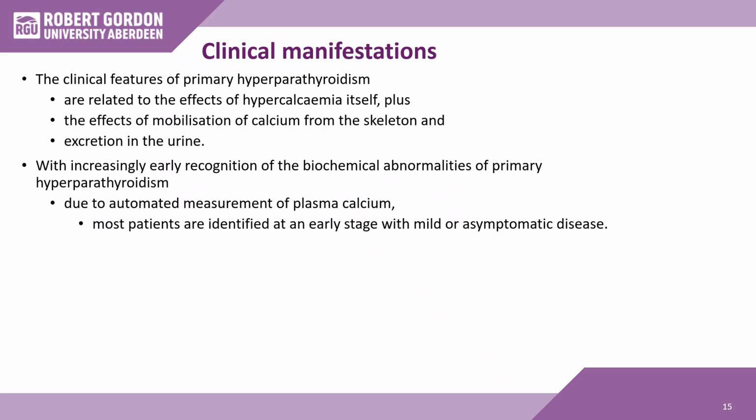So primary hyperparathyroidism is related to effects of hypercalcemia itself and the effects of mobilization of calcium from the skeleton and excretion in the urine. With increasingly early recognition of the biochemical abnormalities of primary hyperparathyroidism due to automated measurements of plasma calcium, most patients are identified at an early stage with mild or asymptomatic disease, which is really important in these kinds of imbalances.